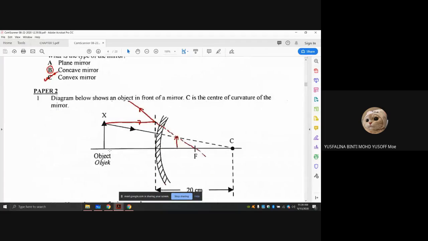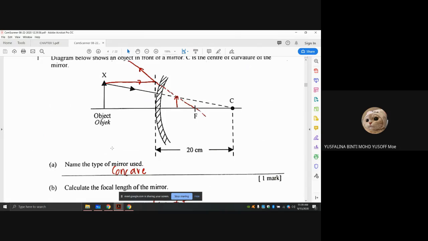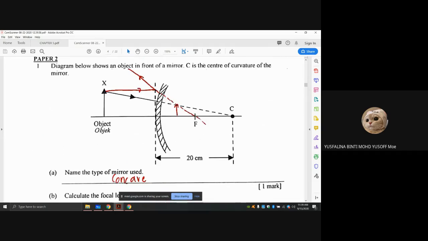So let's see paper 2. Paper 2: the diagram below shows an object in front of a mirror. C is the center of curvature of the mirror. Name the type of mirror used. This one is actually convex, not concave. So this is a convex mirror.